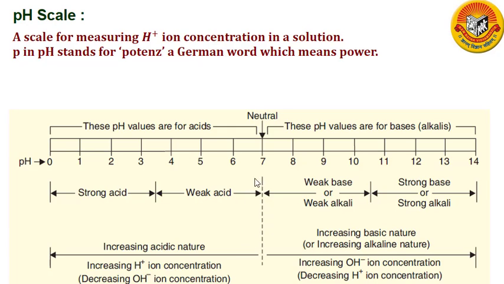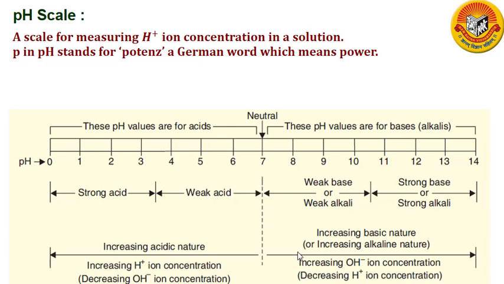and as we are moving towards the left, what happens? There is an increase in H plus ion concentration and a decrease in OH minus ion concentration. At 7, the H plus ion concentration and OH minus ion concentration are equal, right? And when we move towards the right from 7, the basic character starts increasing. So basic nature increases as we move from 7 to 14. Between 7 and around 10.5, it is a weak base, and from 10.5 to 14, it is a strong base.